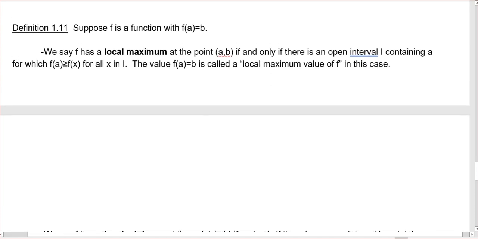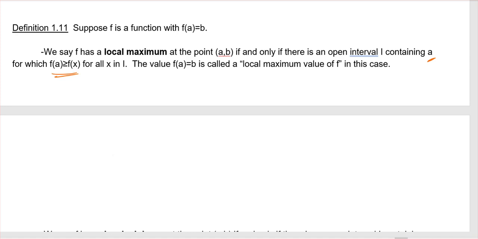Okay. So we got kind of a similar idea here. Suppose f is a function with f of a equal b. So we want to talk about what a local maximum is. So we have a local maximum at a point (a, b) if and only if there's an open interval I containing a for which f of a is larger or equal to f of x for all x in I.